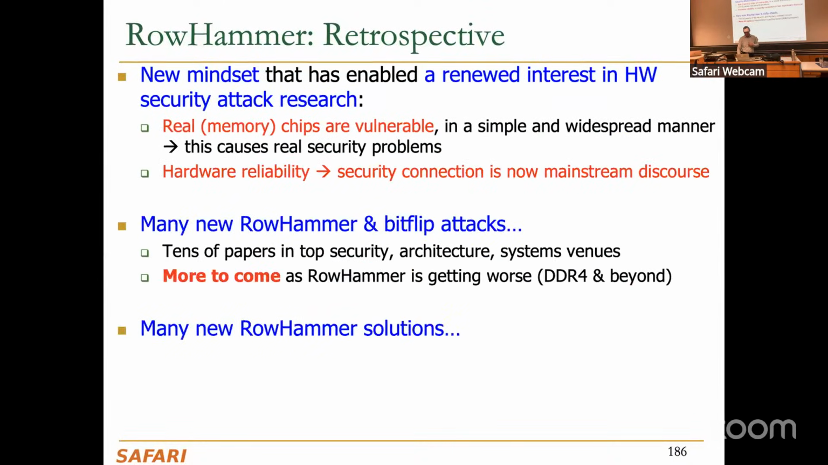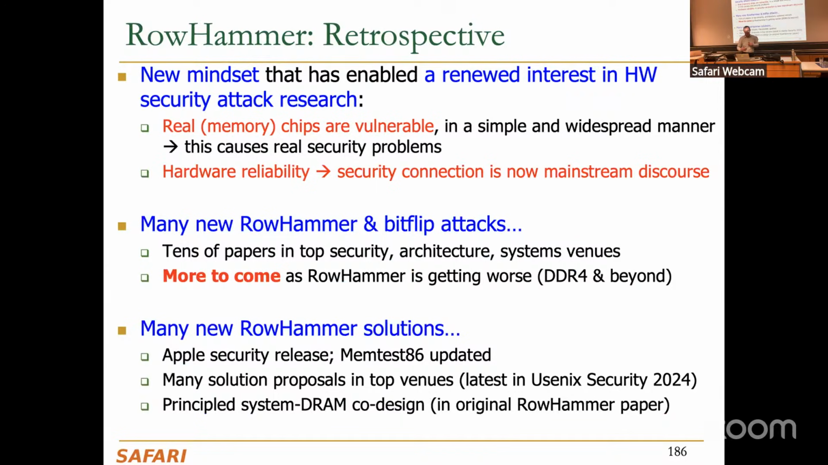So I'm not going to talk about this because we kind of said some of this. Essentially, the fact that all of the real memory chips are vulnerable, and the fact that now you have a connection between reliability and security caused a new mindset in the security researchers. So they started thinking, oh, can I exploit this? They developed a lot of attacks. They and a lot of others have developed a lot of solutions. And there's more to come, I think, in this area.